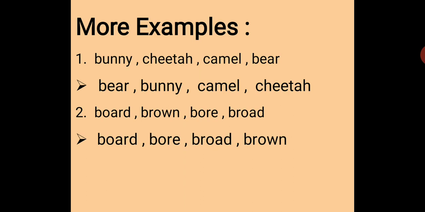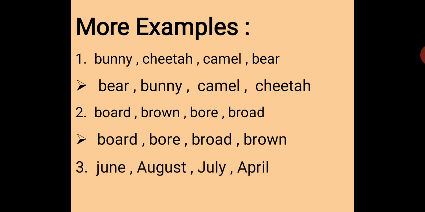Let's see one more example. Just read these four words, and these four words are the months of the year: June, August, July and April. Now you have here two types of words. The first one is the words which begin with J, and the second one is the words which begin with A. So we are comparing first of all A and J.